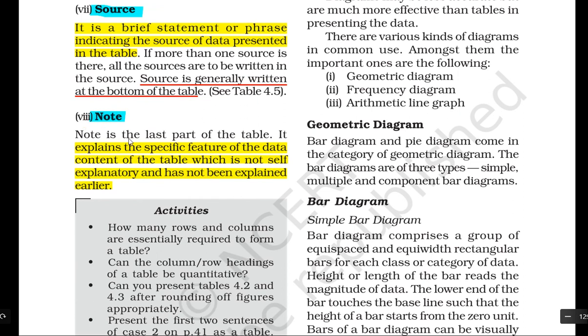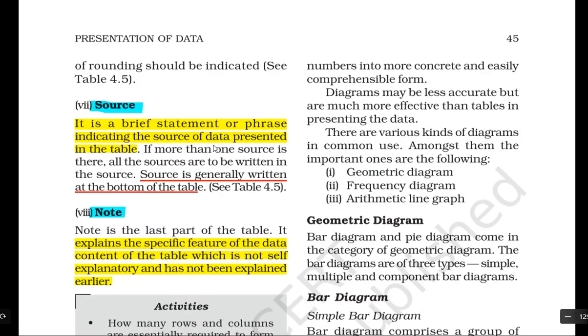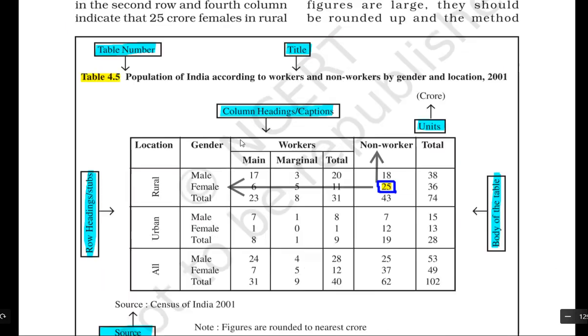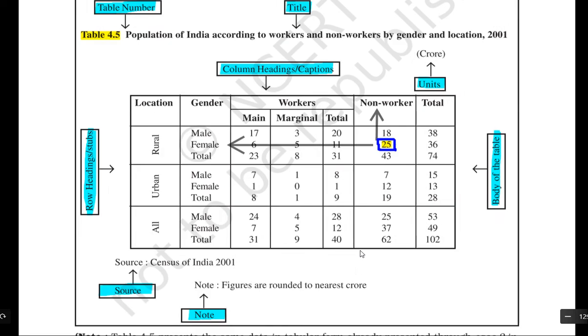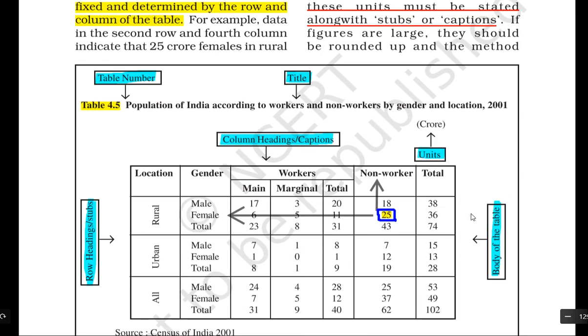And the last one is the notes. You have to explain the specific features of the data content on the table which are not self-explanatory and have not been explained earlier. So if you want to explain something about the table which you think that the readers are unable to find here, then you have to write the notes. In this way, in a typical table, we have various parts.